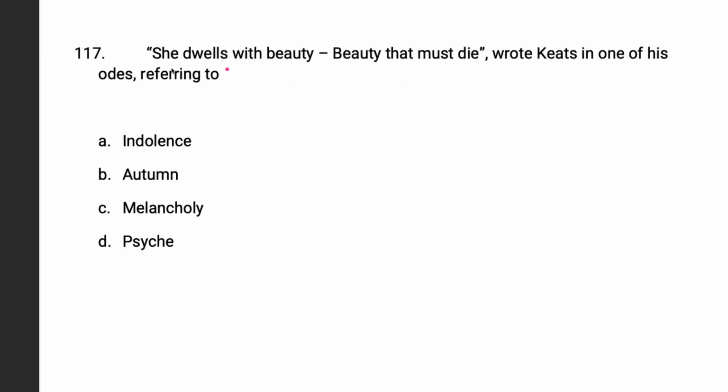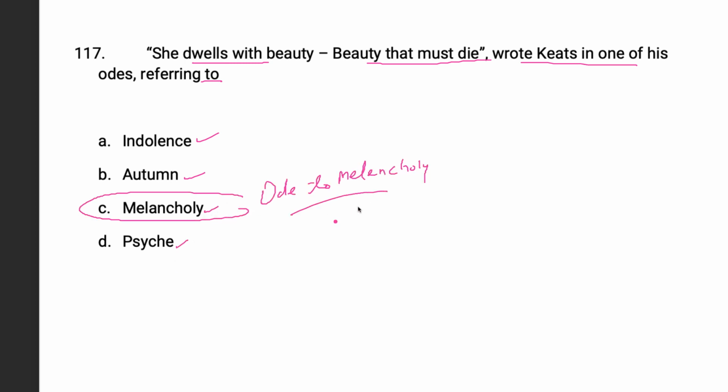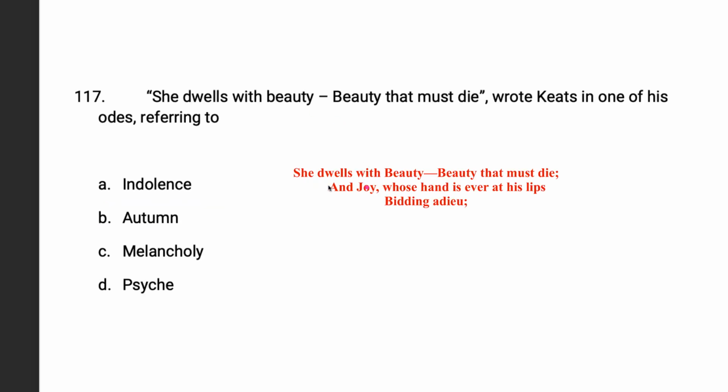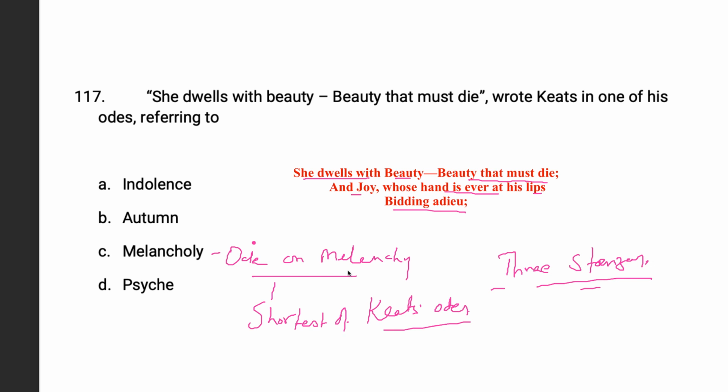Four plays. Next question. "She dwells with beauty, beauty that must die," wrote Keats in one of his odes, referring to indolence, autumn, melancholy and psyche. It was in Ode on Melancholy that he used these lines. The complete stanza runs: "She dwells with beauty, beauty that must die, and joy whose hand is ever at his lips bidding adieu." This Ode on Melancholy is the shortest of the odes, just three stanzas. And in this ode, he addresses how to cope with sadness, how to deal with sadness. Melancholy means sadness.